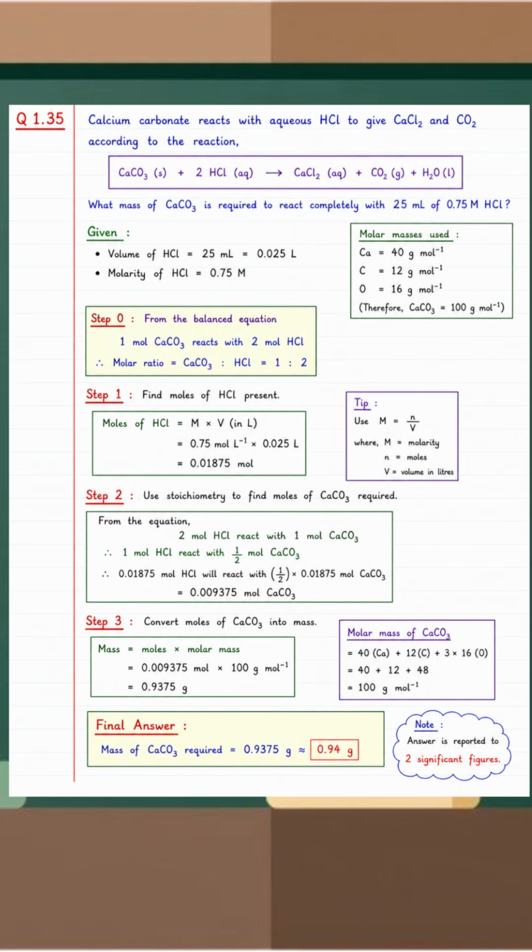Final step, round off the answer. So, the required mass of calcium carbonate is approximately 0.94 grams. Answer: mass of calcium carbonate required is 0.94 grams. Important concept: always use the balanced chemical equation first, then apply the mole concept, and finally convert into mass.